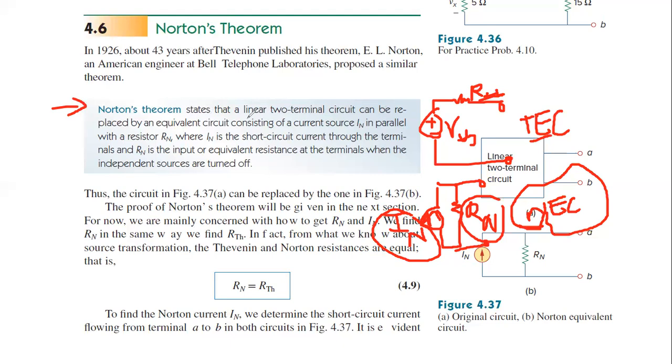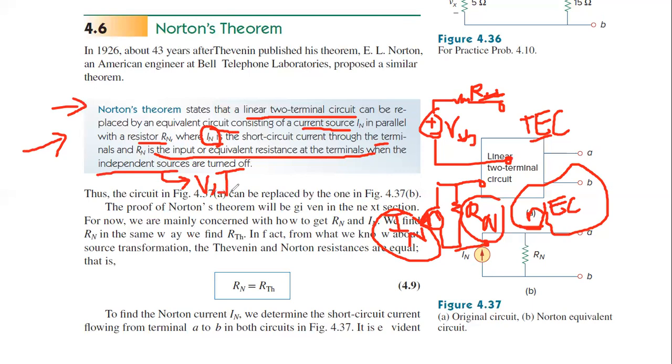Any linear two terminal circuit can be replaced by the equivalent circuit consisting of a current source in parallel with the resistor Rn, where In is the short circuit current through the terminal and Rn is the input or equivalent resistance at the terminal when the independent sources are turned off. So this is very important. The independent sources are nothing but your voltage source and your current source.